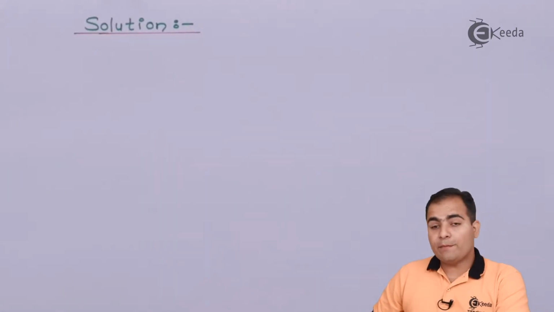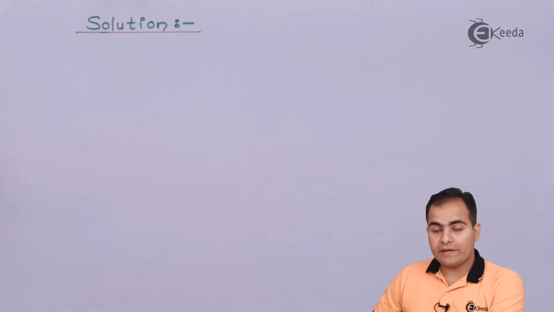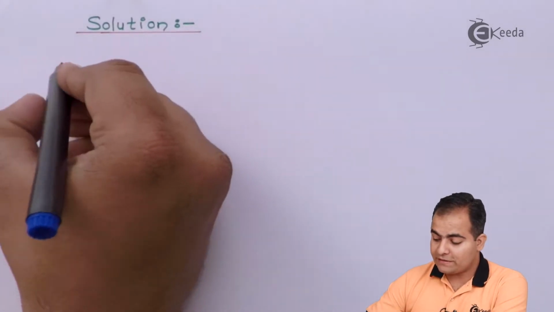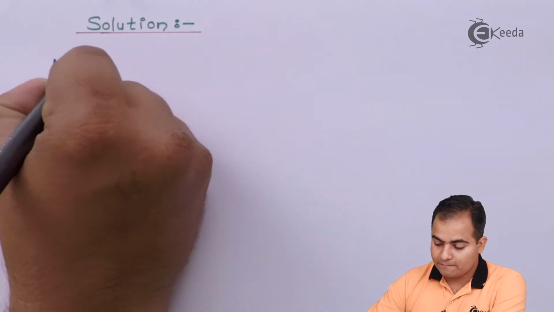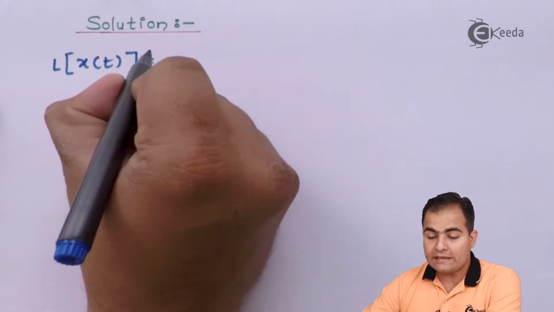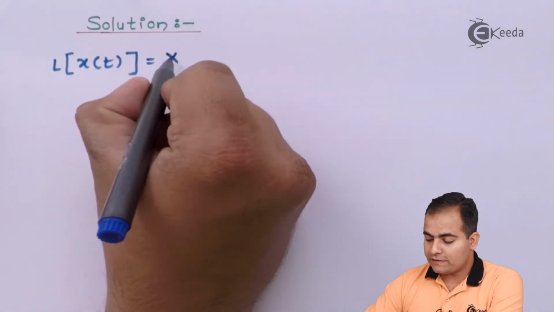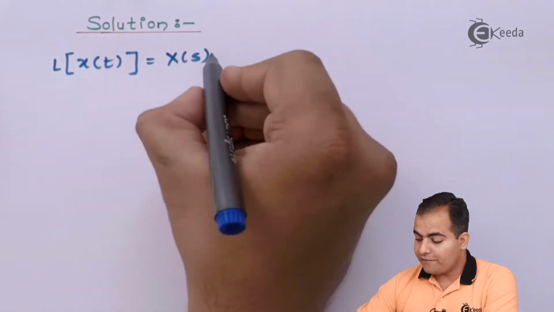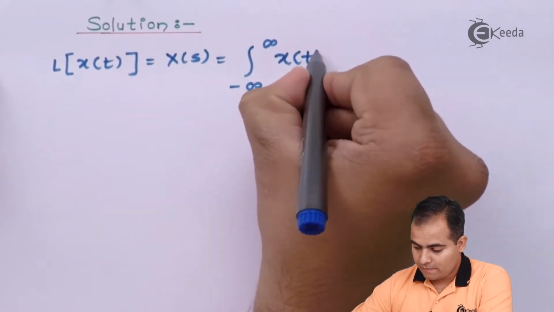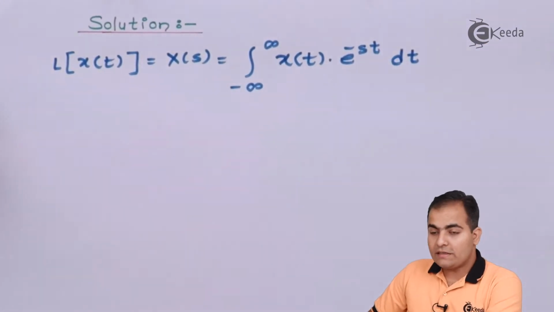So first of all, we will apply the definition of Laplace transform. According to the definition of Laplace transform, what can we say? A Laplace transform of any time signal is represented by L of x of t, or you can say a Laplace transform of x of t, and it is represented in the s domain, or you can say the frequency domain, by x of s. And the definition is minus infinity to infinity x of t into e to the power minus st dt.